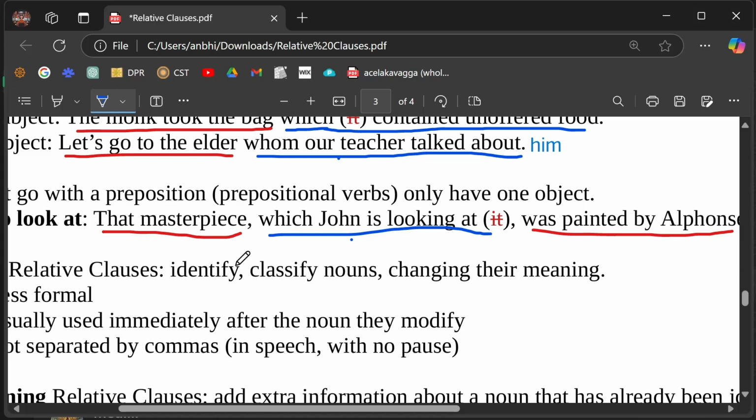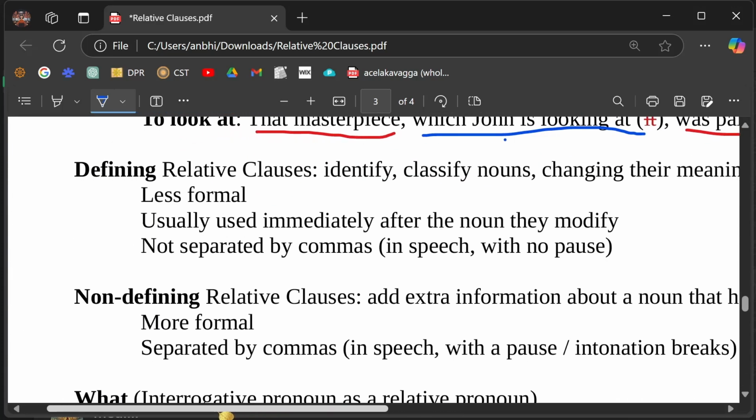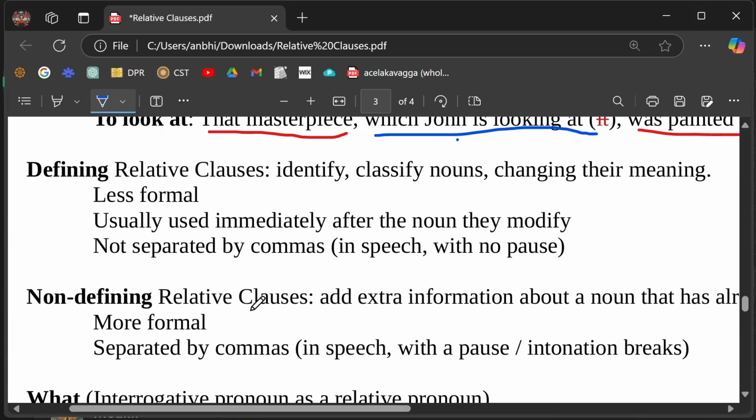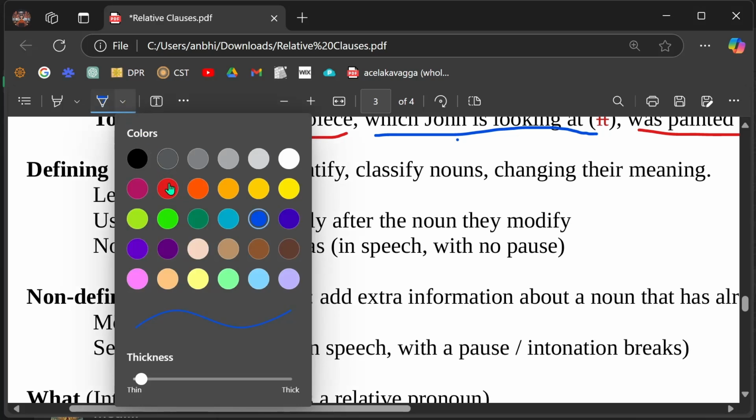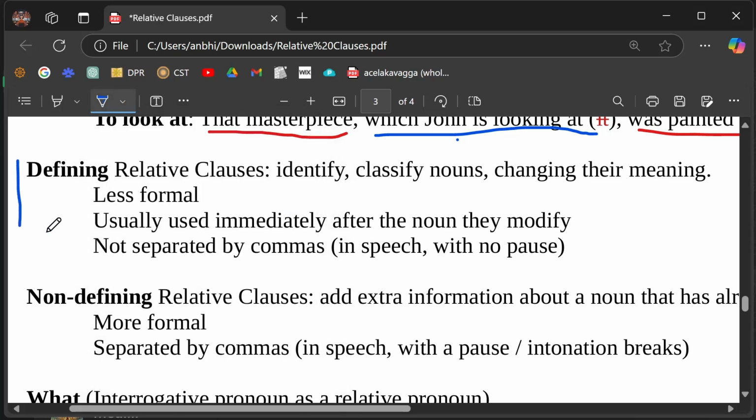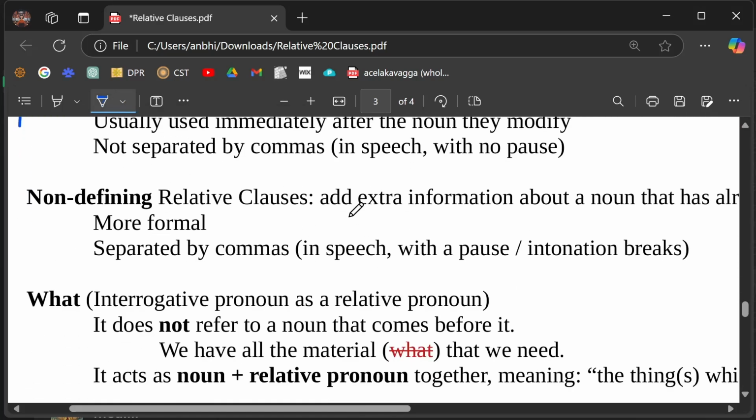Okay? What else? Defining relative clauses, they identify, classify nouns, change their meaning. Okay, they are less formal. They usually go immediately after the noun, and they're not separated by commas. This is just a summary about defining clauses. Non-defining clauses, here you have, again, a short summary. We already know this.